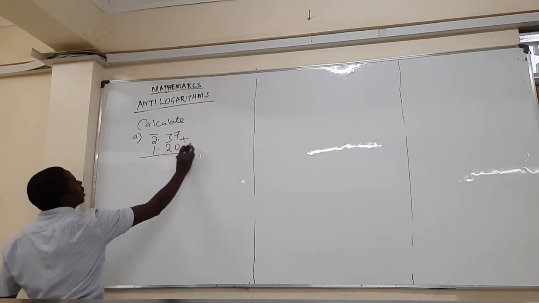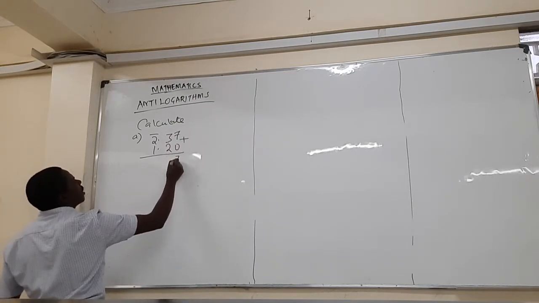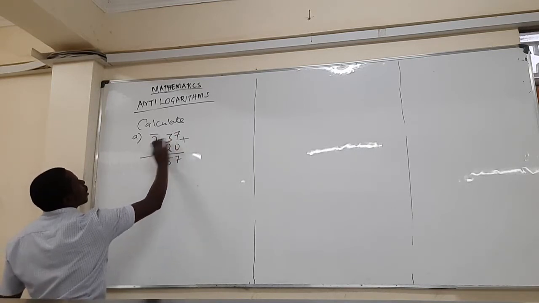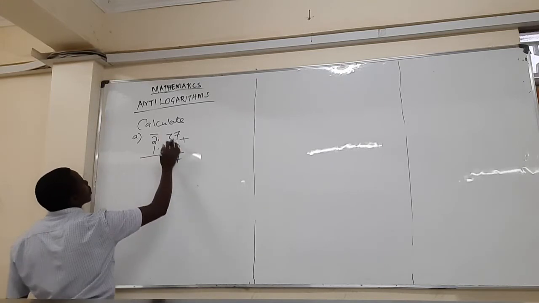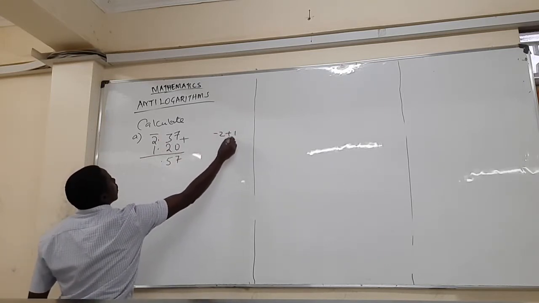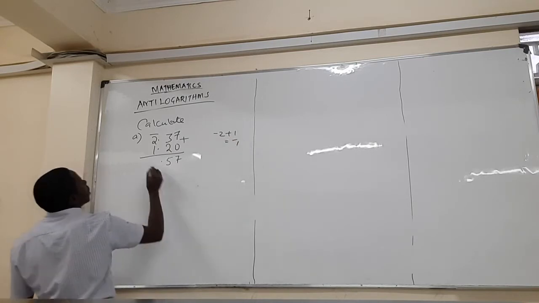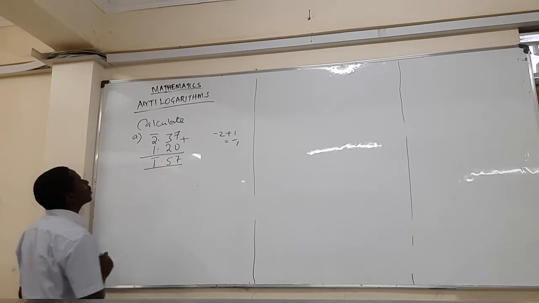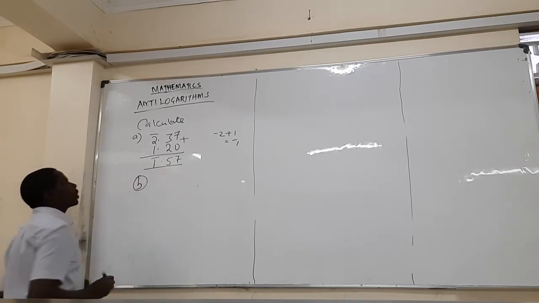So when you're adding, 7 plus 0 is 7, 3 plus 2 is 5, then bar 2 plus bar 1, that is the same as minus 2 plus 1, this is going to give us minus 1. So here we write bar 1. So that's how you can be able to perform that operation.